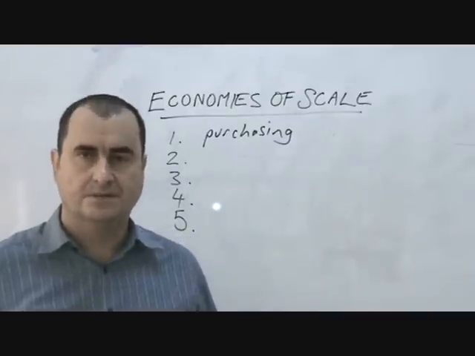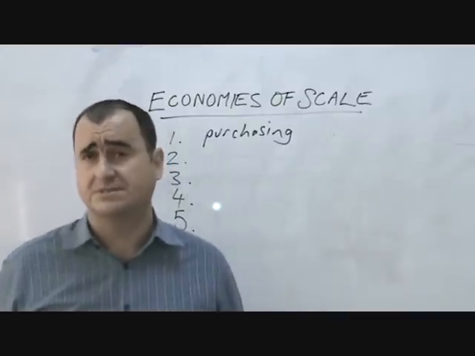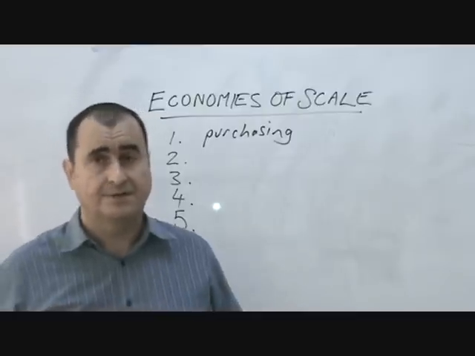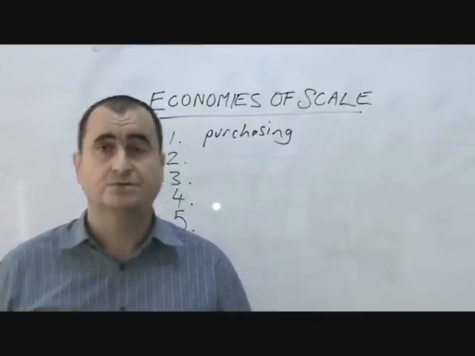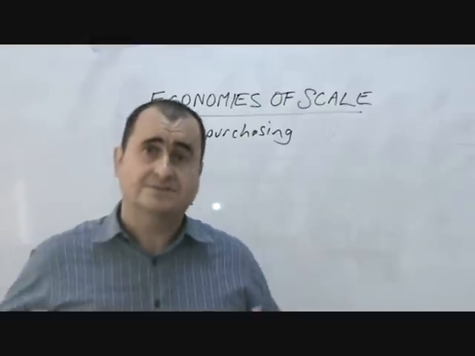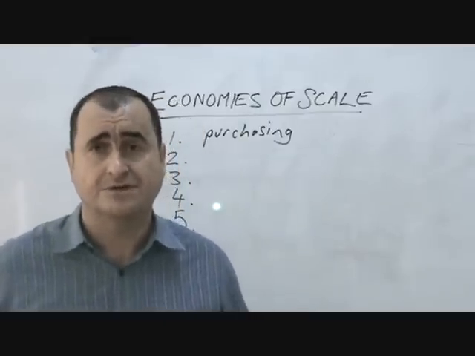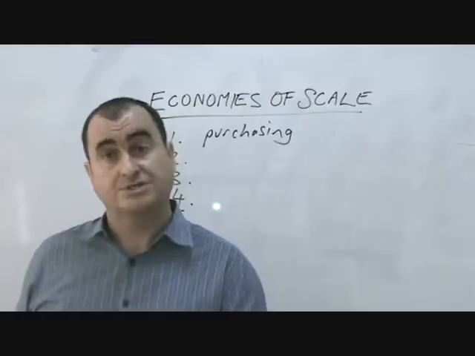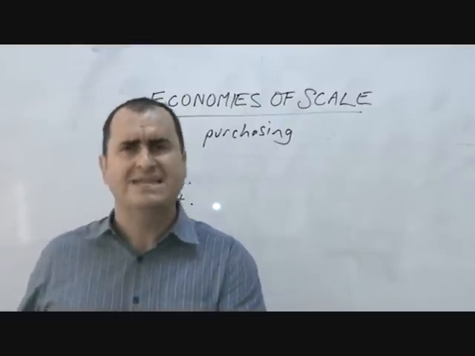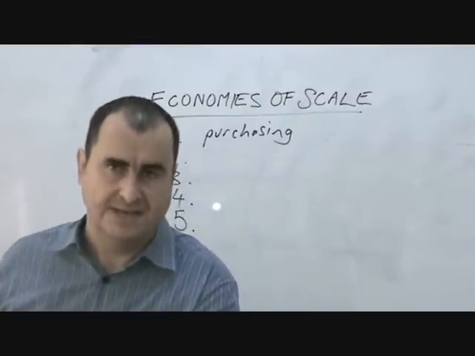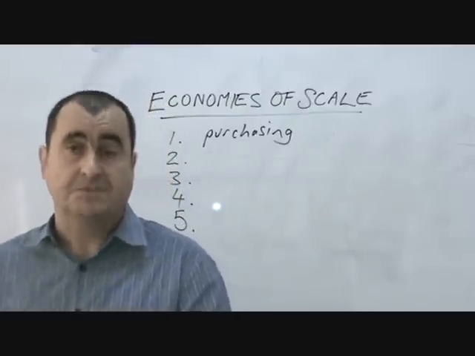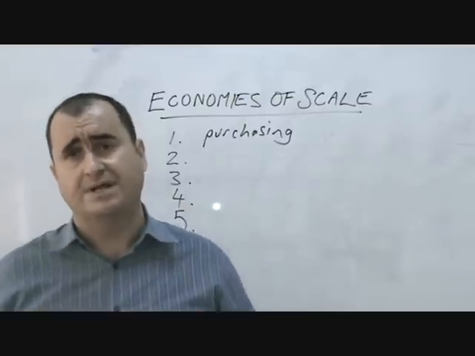Purchasing economies of scale occur when firms buy large quantities of raw materials and they get them, therefore, at a lower average cost. So a large supermarket buying thousands and thousands of cans of Coca-Cola from Coca-Cola will get them at a lower cost per can than a little mini market that only buys 50 cans of Coca-Cola. So the price is lower if you buy in large quantity.